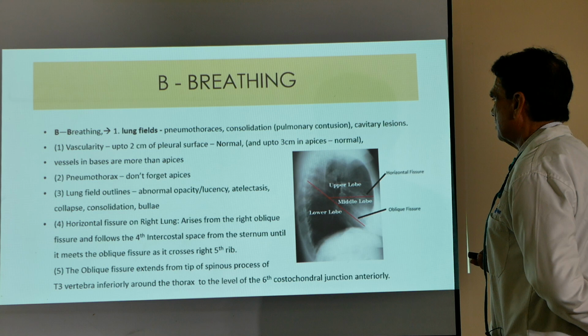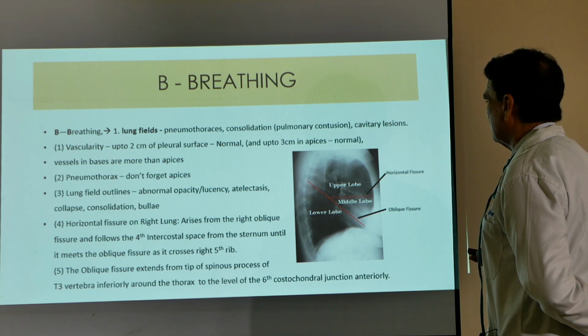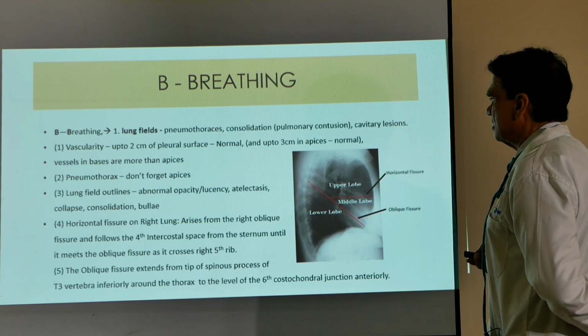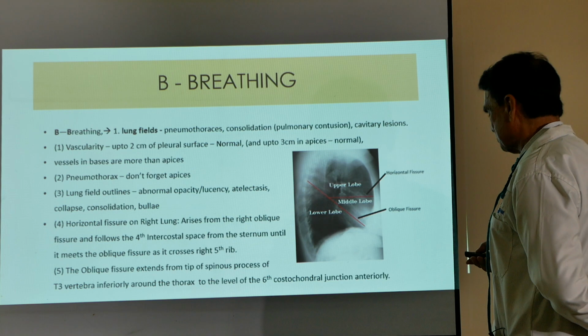Up to 2 cm of the pleural surface is always normal, and up to 3 cm in the hilar region is also normal. Vessels in the bases are more than in the apices.